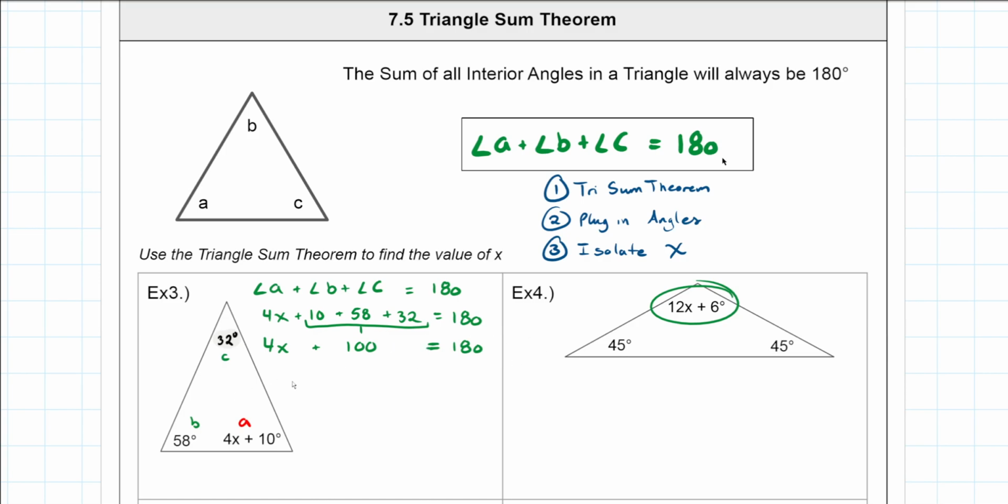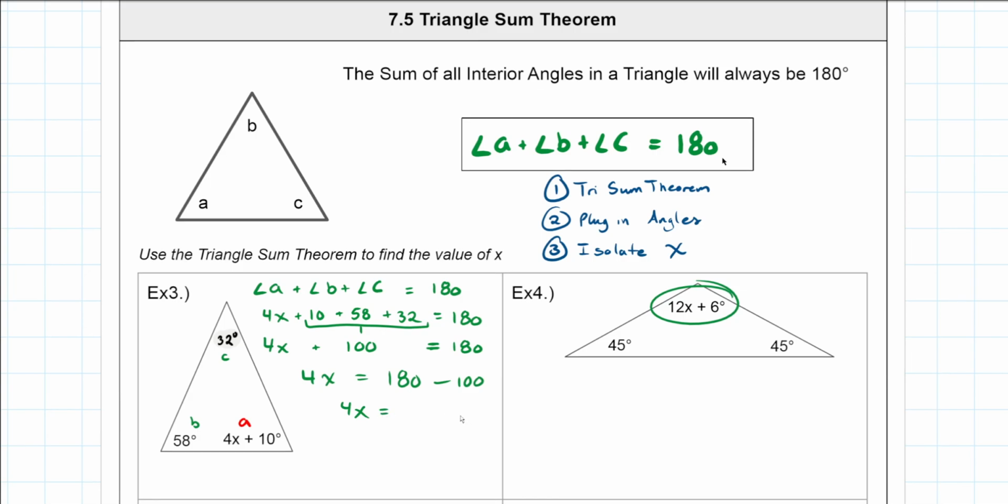And now I'm ready to isolate my x. I've got x on one side. I want it to be only numbers on the other side. So let's get rid of this 100 and this 4. The first thing we always get rid of is the constant. So we're going to move the constant to the other side. That's going to get us 4x equals 180, and I'm going to move that 100 to the other side, so minus 100.